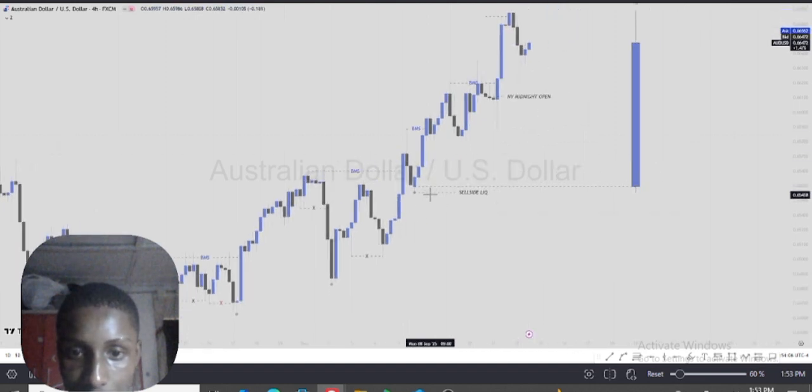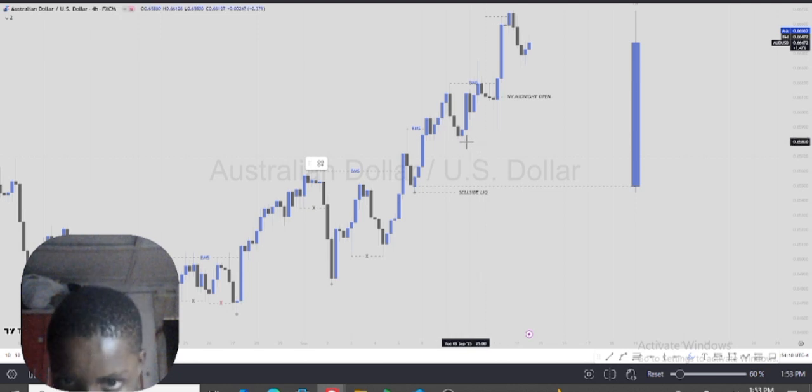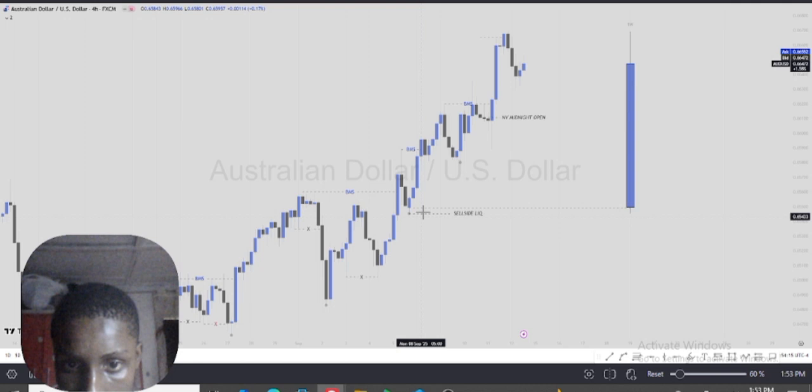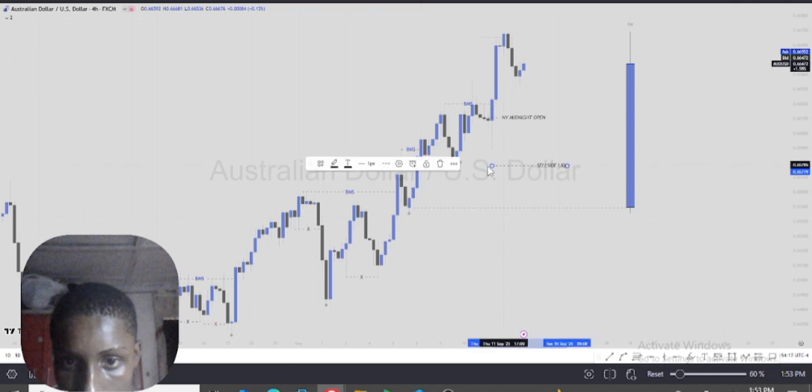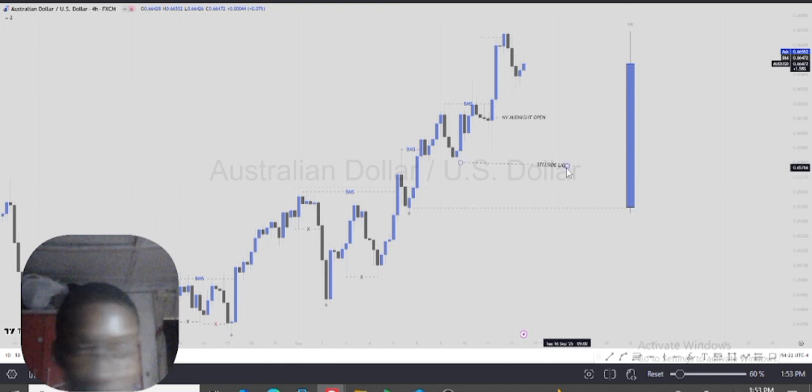Having sell side resting below those. We have the sell side here. We have sell side there. I should mark that. That's sell side. We have sell side there.